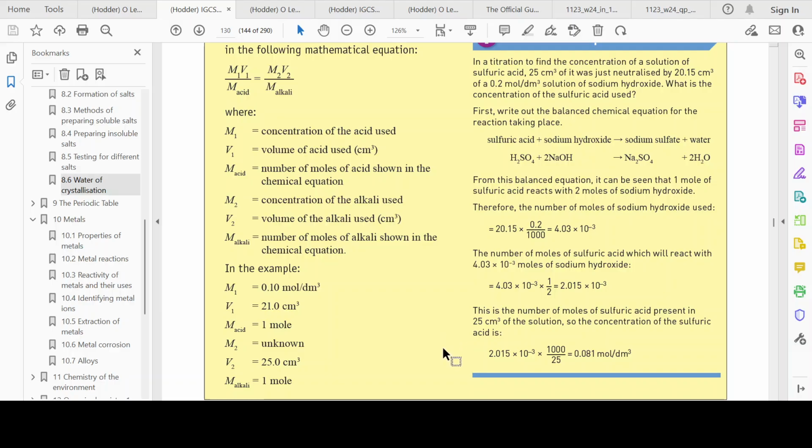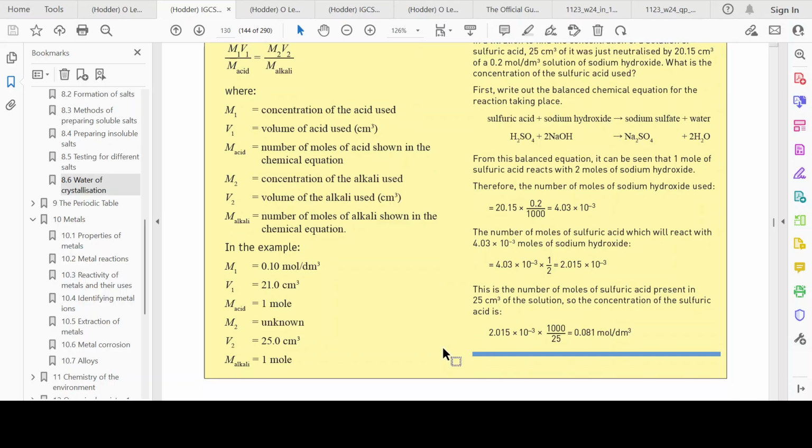Right. So with this, hopefully the concept of titration is clear, and we'll do questions in the past papers, and that will help as well. And we are officially done with the syllabus for chemistry as well. Congratulations. Yes, we are done with chemistry as well.